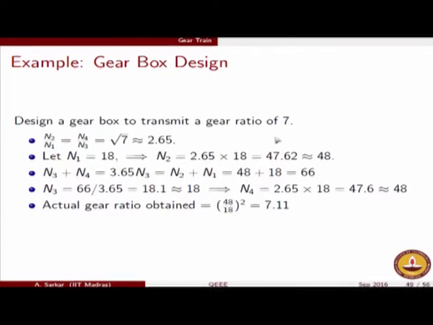So instead of being able to transmit a gear ratio of 7, I am able to transmit a gear ratio of 7.11 as per this design. So therefore I have not got the exact gear ratio that I have wanted, but I am quite sure that this design is going to have the minimum size, with the condition of gear ratio being approximately satisfied. So this is about gearbox design.